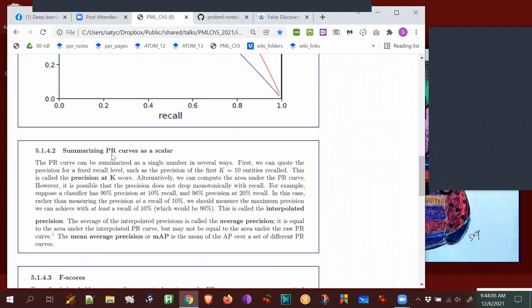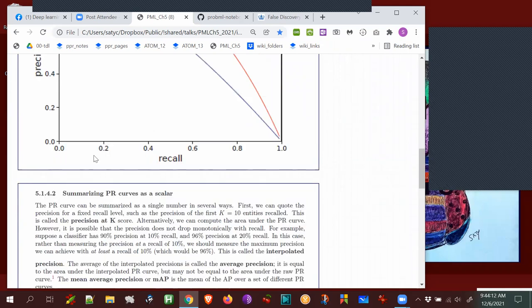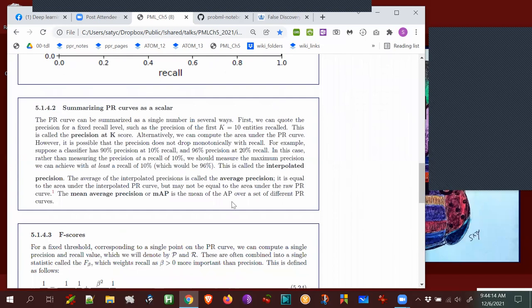So this can also be summarized as a scalar, but not in terms of equal error, not in terms of error under the curve, but more like precision at K. I'm going to skip this, just in the interest of time. But there are actually two different scores.